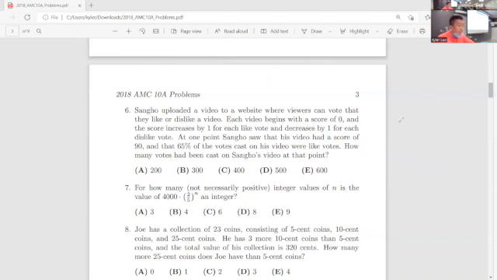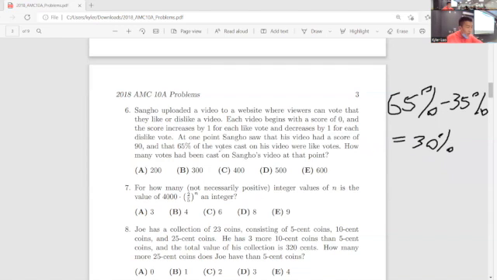Okay. All right. So in order to do this question, you know that 65% were likes, 60% were likes, and then you know that 35% were dislikes. And then from here you can subtract the two percentages in order to get 30%.